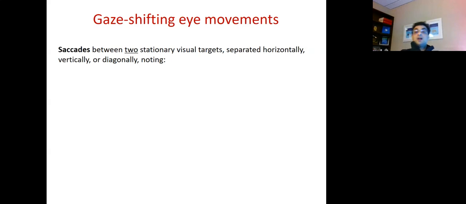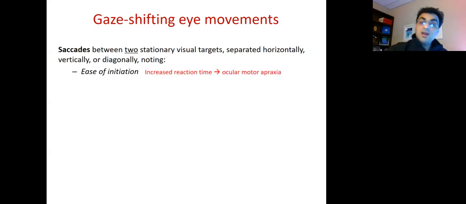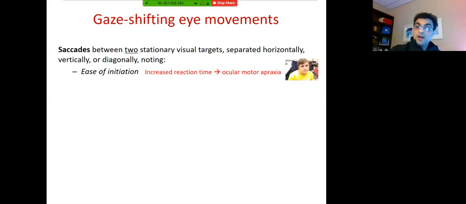You want to measure saccades in the horizontal direction, in vertical direction, right, left, up, down, and also diagonally. Diagonal is important, especially in patients with PSP. As they are making a saccade, you want to see how easily they initiate the saccade and whether they have any kind of increased reaction time, and it is seen in patients with oculomotor apraxia.